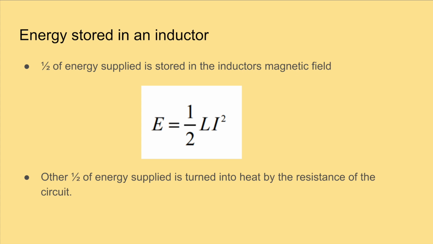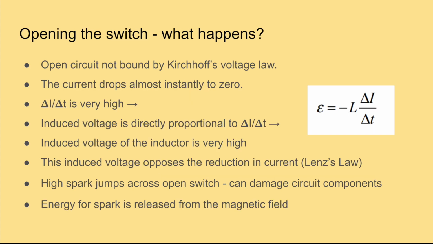That's the current squared. Right, so what happens when we open the switch? Now we have got an open circuit. Kirchhoff's voltage law only applies when we have got a closed loop. So we are not bound by Kirchhoff's voltage law anymore. That current, when you open the switch, is going to drop to 0 pretty much instantaneously. That means your change in current, or rate of change in current, is very, very high.